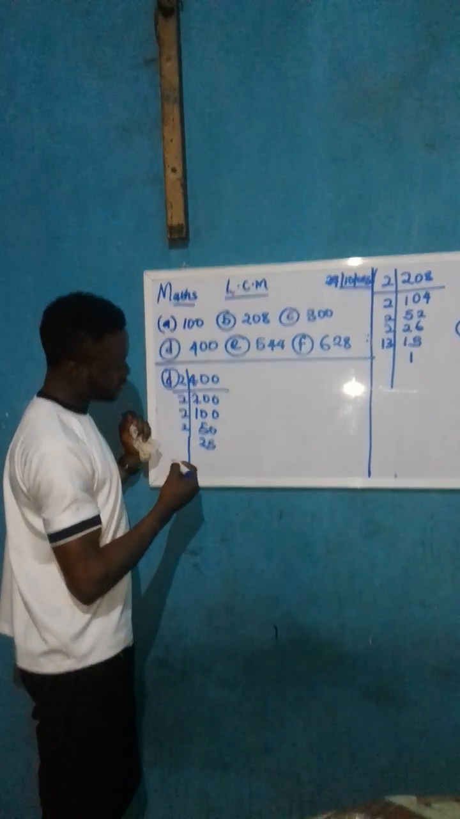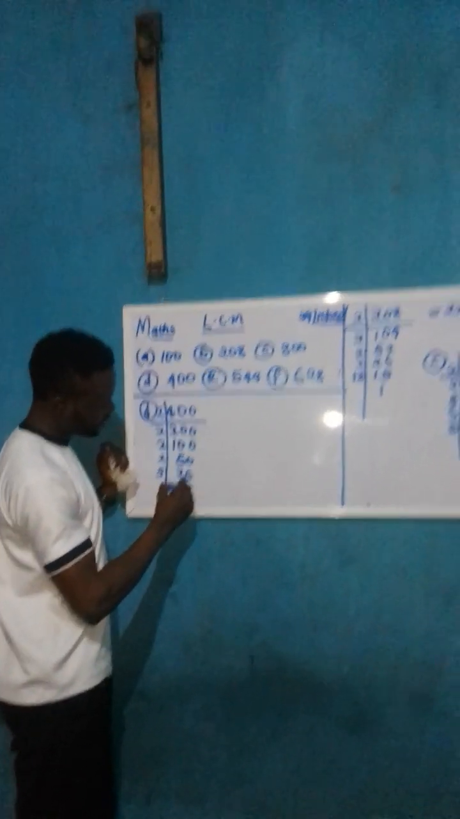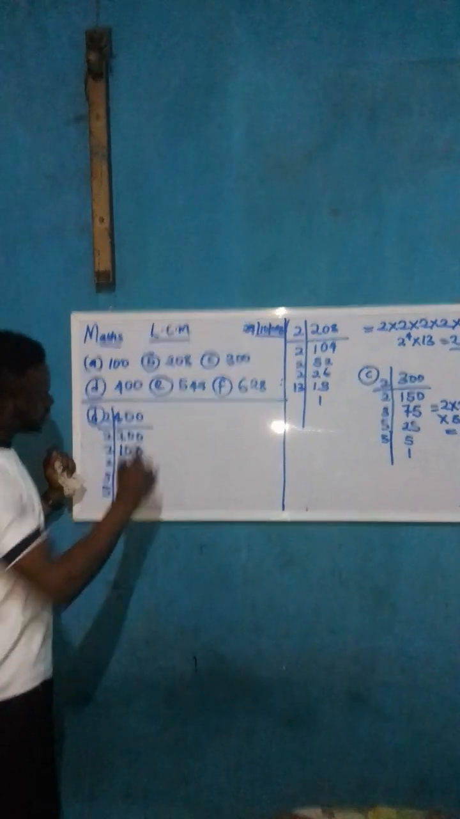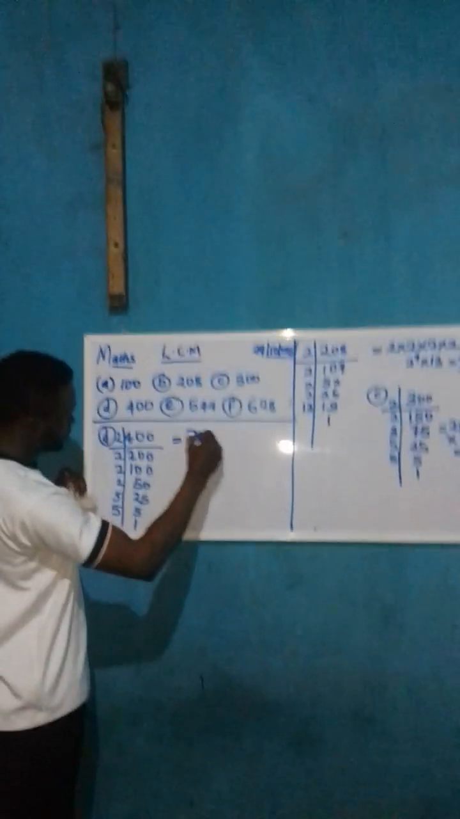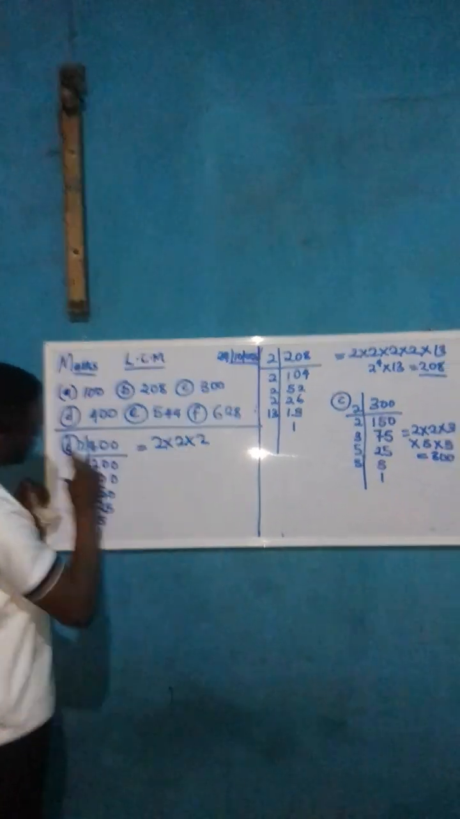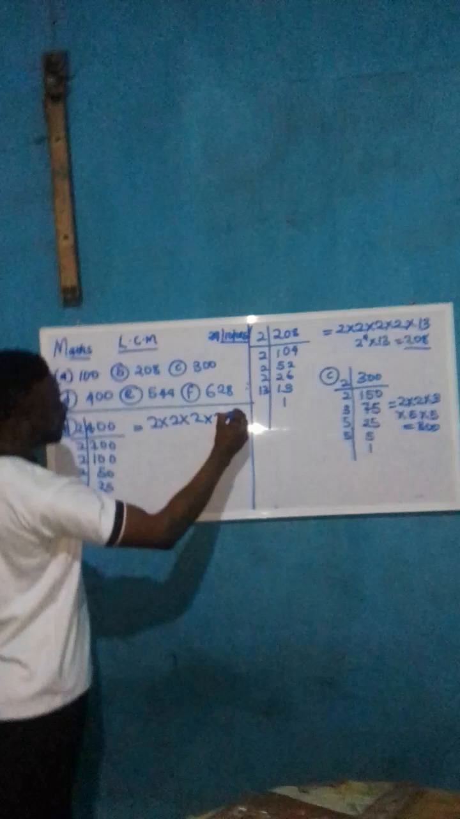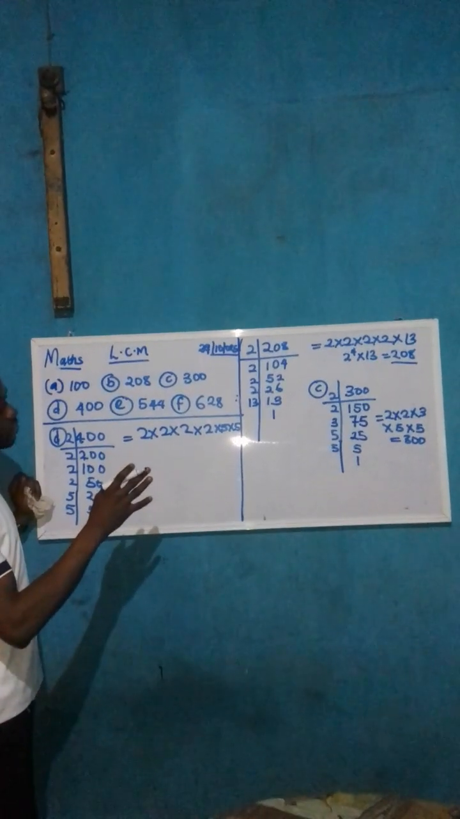Okay. Then 2 in 50 will give us what? 25, right? So we now use 5. 5 in 5 will give us 5. 5 in 5, 1, right? So the multiples is equal to 2 times 2 times 2 times 2 times 5 times 5. So what is the index form of this one?